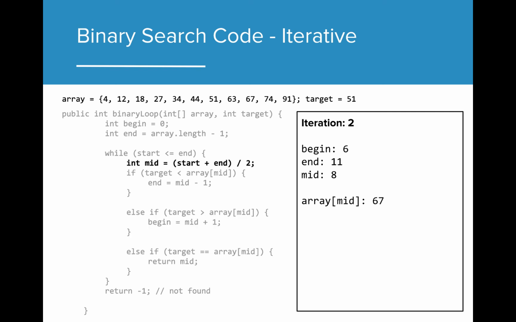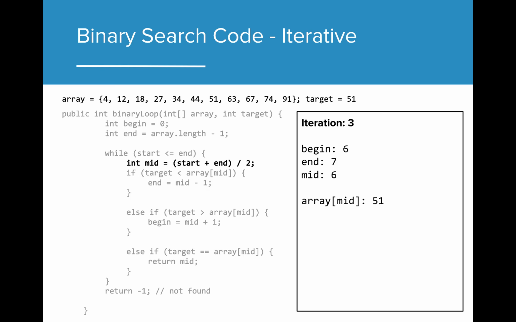We continue this process. Since the beginning is now 6 and our end has not changed, our midpoint shifts to 8. Remember, the average of 6 and 11 is actually 8.5, but since these values are integers, it gets truncated to 8. We now see that our target value is less than the value of our new midpoint. With this in mind, we adjust our endpoint and eliminate the top half of this iteration.